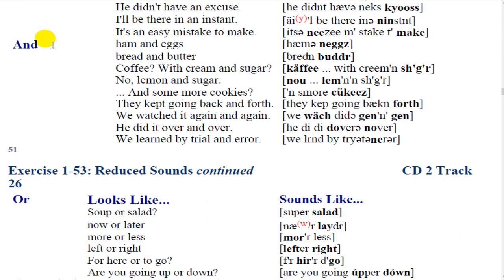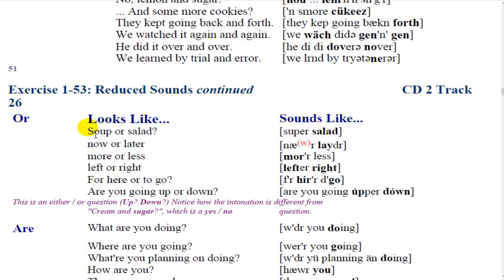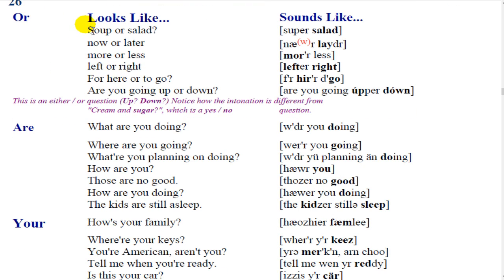And. Ham and eggs, bread and butter, coffee with cream and sugar? No, lemon and sugar. And some more cookies? They kept going back and forth. We watched it again and again. He did it over and over. We learned by trial and error. Or. Soup or salad? An hour later. More or less. Left or right. For here or to go. Are you going up or down?